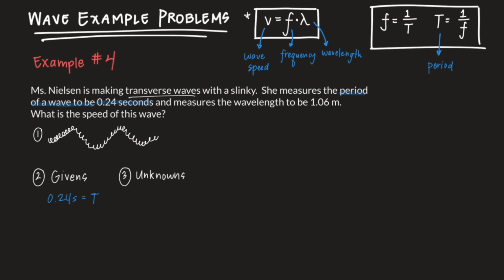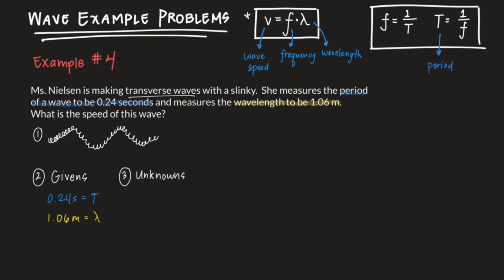Next up, I see that the measurement of the wavelength is 1.06 meters. That corresponds to the wavelength. So I'm going to write that number down, 1.06 meters. Again, it corresponds to the wavelength, and our symbol for wavelength is lambda.